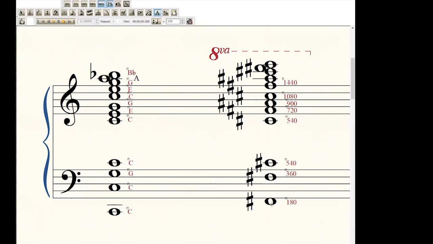We start at 180. We get the octave higher at 360. By adding 180 to itself, we get 360. We add 180, we get the first overtone. We add another 180 and we get 720, which is the next overtone.